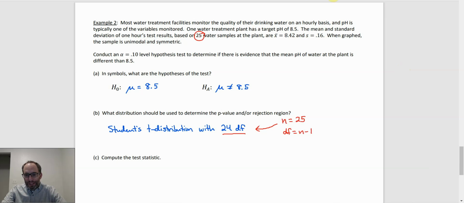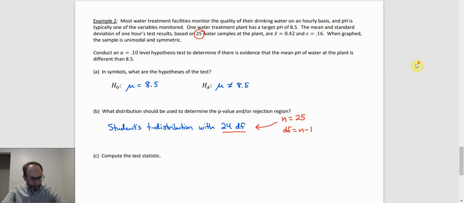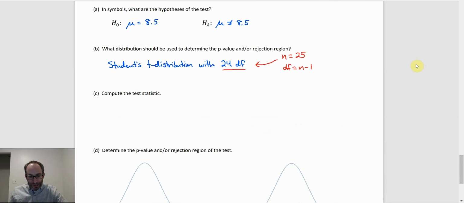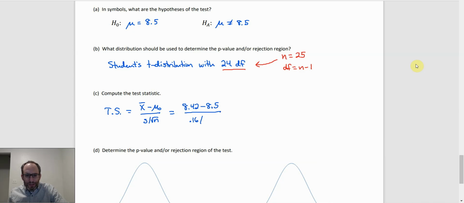Okay, next, getting the test statistic. This was the one that worked out really nicely. We already know what it's going to be. It's going to be -2.5. But just to go through what the computation would look like if you subbed everything in. So you'd have x bar minus mu 0 over s over the square root of n. X bar, the sample mean, is 8.42. Mu 0, the value in the null, is 8.5. And then in the denominator, that's going to be 0.16 over the square root of 25. And then, yeah, you get negative 2.5, exactly negative 2.5.